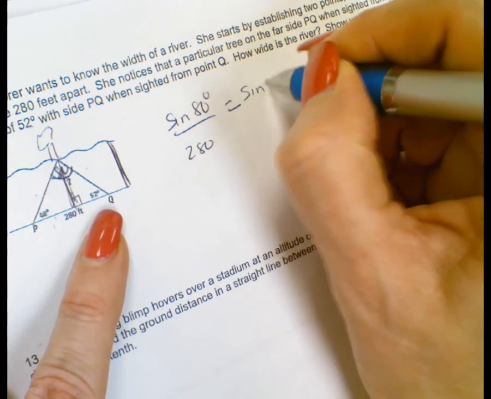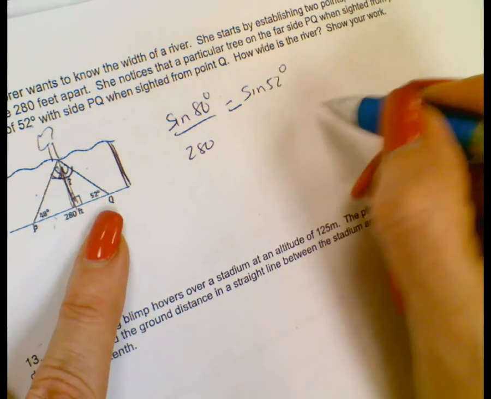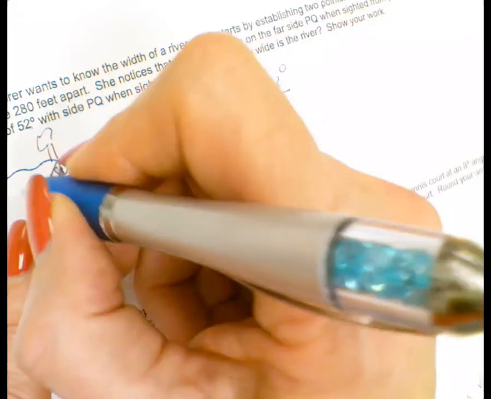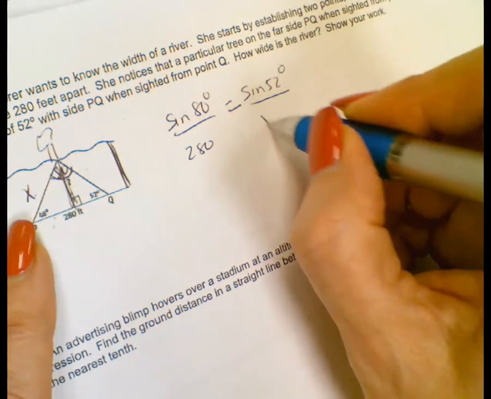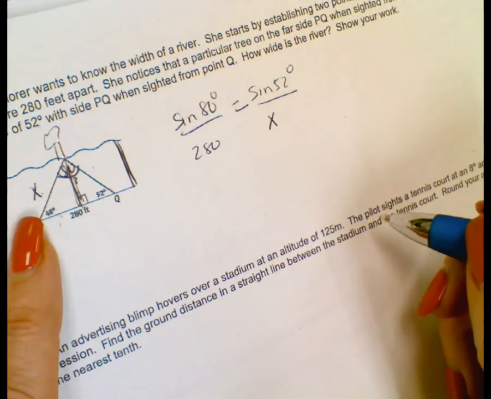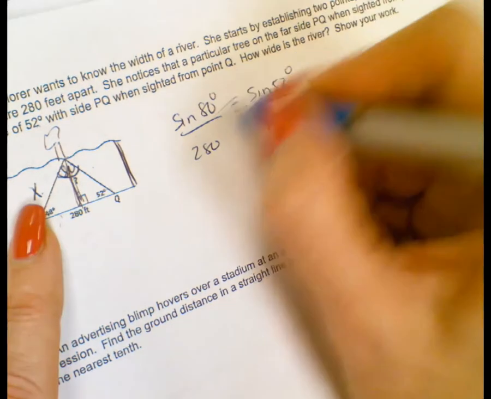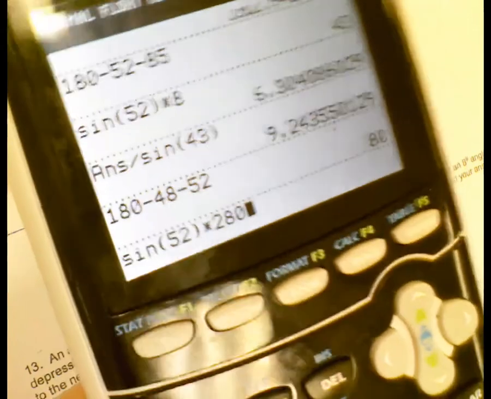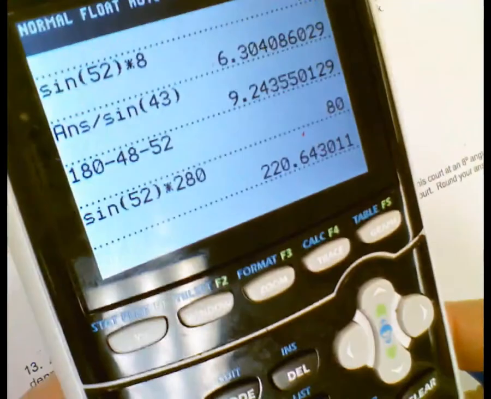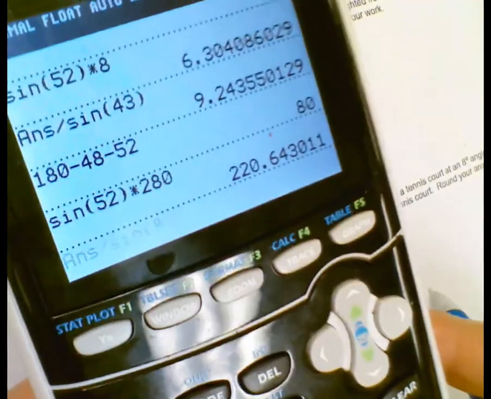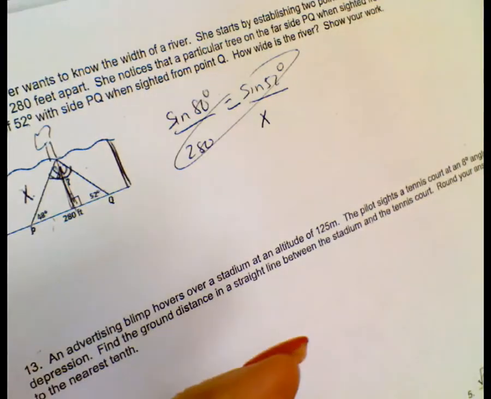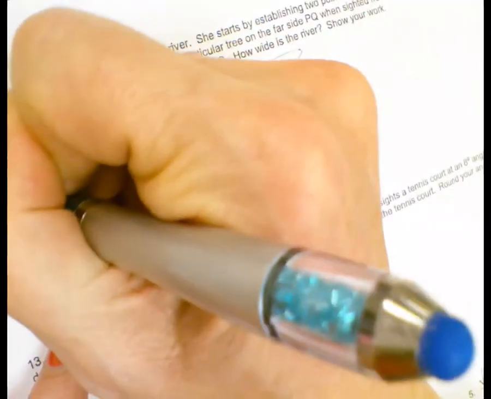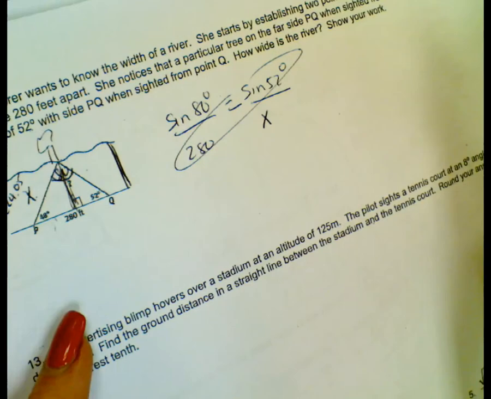We're going to go sine of 52 over this side over here. We're going to find this side first. So we're going to go sine 52 times 280, divided by sine 80. 224.05. So this is 224.05.